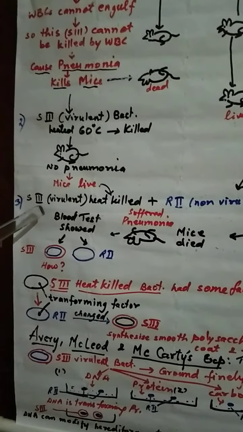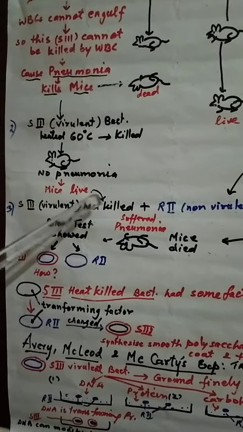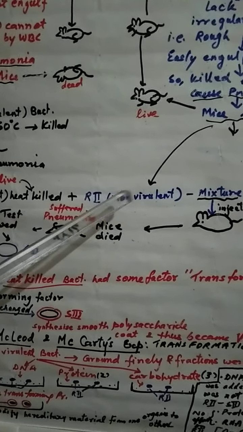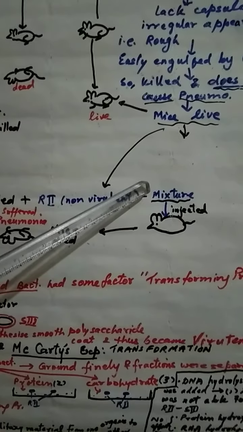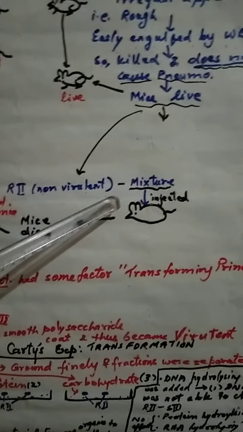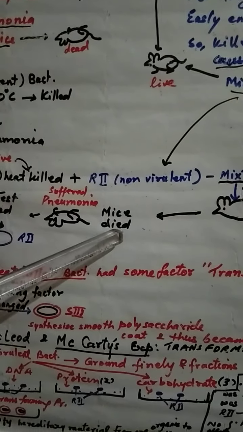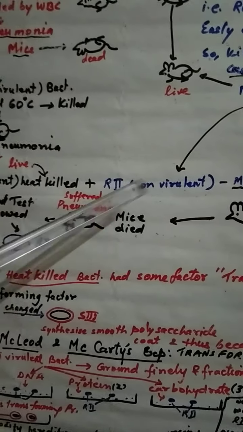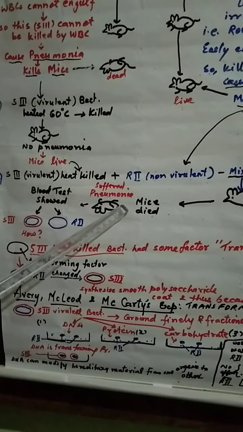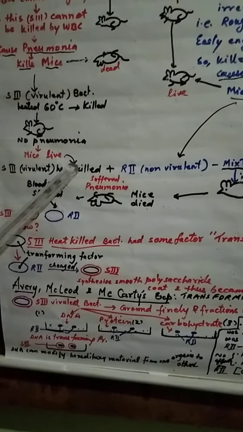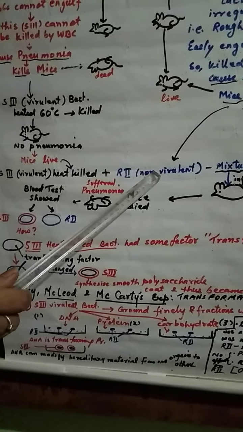In the third case, he took the smooth virulent heat-killed bacteria. He mixed it with the rough non-virulent bacteria and made a mixture. This mixture was introduced or infected into the mice. The mice over here died. The mice should not die because both are dead. So why did the mice die, though the mixture had heat-killed S3, and the other was non-virulent?